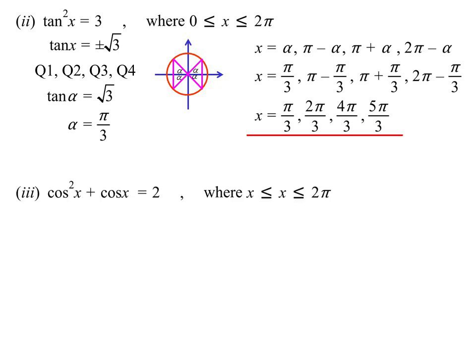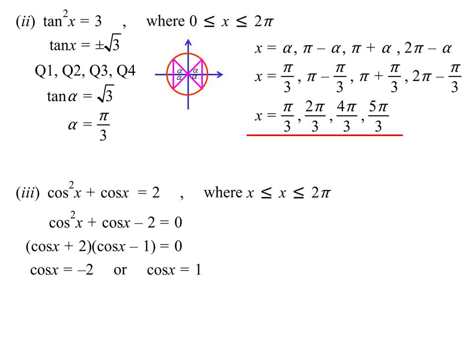Cos squared x plus cos x equals 2. We can make that a quadratic. Multiplies together to give negative 2, adds together to give 1. We have 2 possibilities, although for the first possibility we know there are no solutions because there's no way cosine could be negative 2. The other one, cos x equals 1, that's a boundary value, isn't it? So we have either 0 or 2 pi. So the two ends of our domain there.